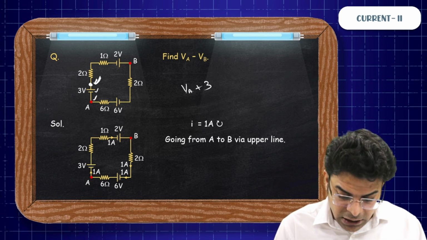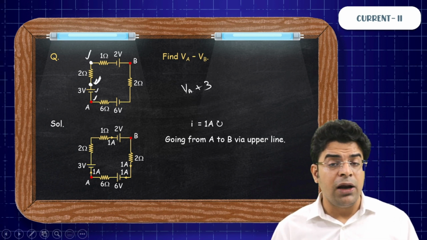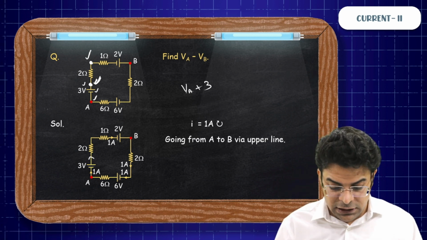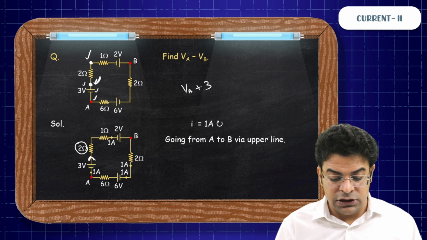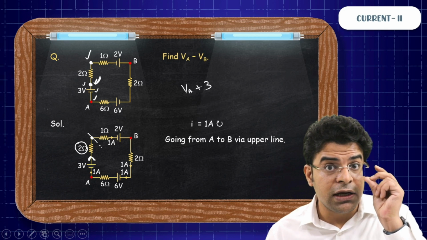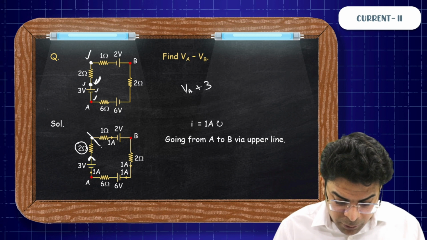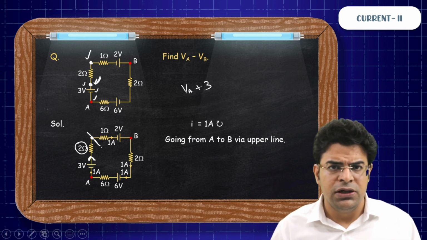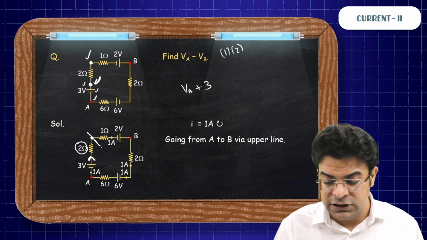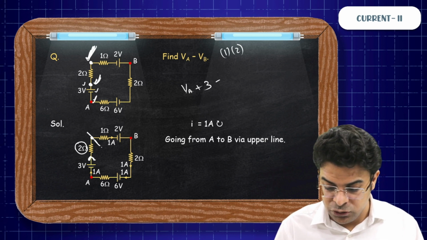Now tell me, if I keep on moving up, this new point will have a lower potential than the point below. Since in the loop current is clockwise, in this 2 ohm resistance current is going up. So the upper point must be at lower potential. In the resistance, current flows from higher potential to lower potential. How much lower? It will be lower by I into R. Current is 1, resistance is 2. So this point will have a potential VA plus 3 minus 2.